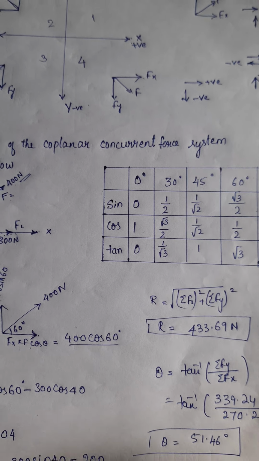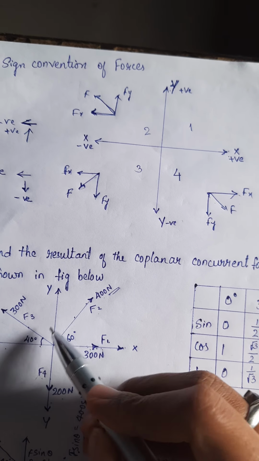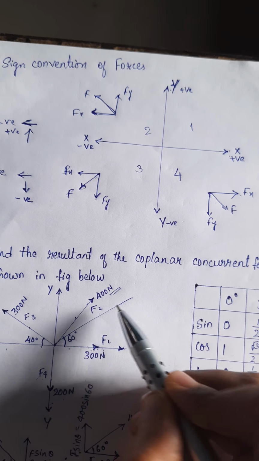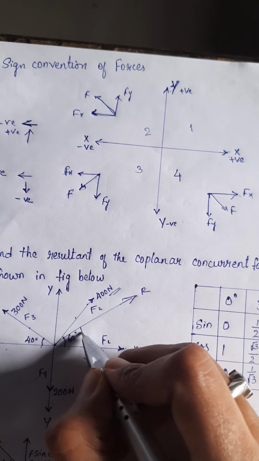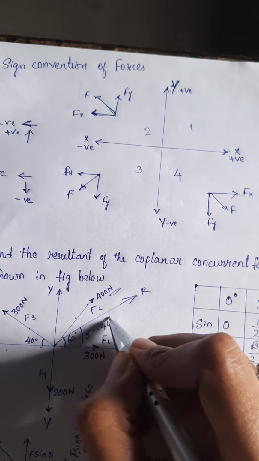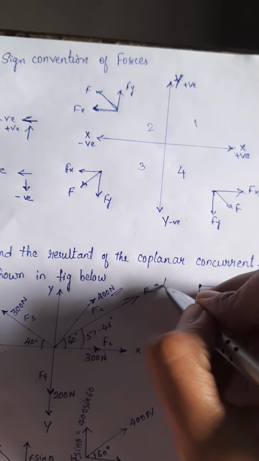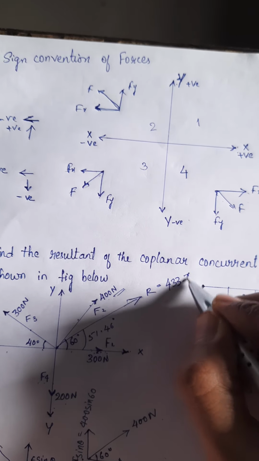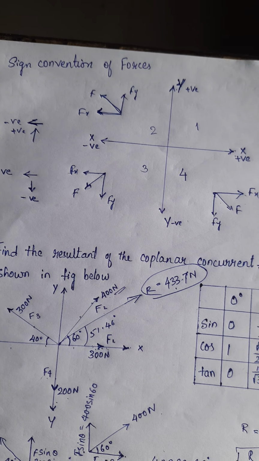So where this force is acting, if you want, you can draw it here. This is 60. So the resultant will be below 60, at 51. You can mark it here, resultant R, and the angle is 51.46 degrees. The resultant is how much? 433.69. This is our resultant. That's it.